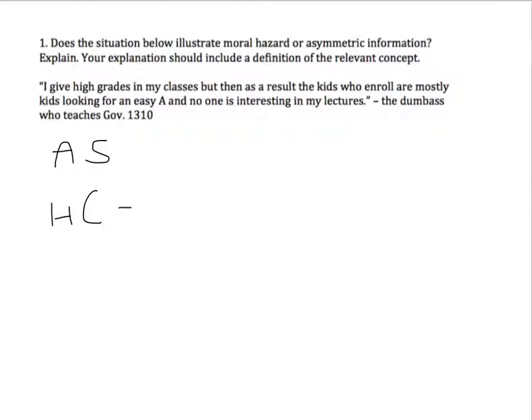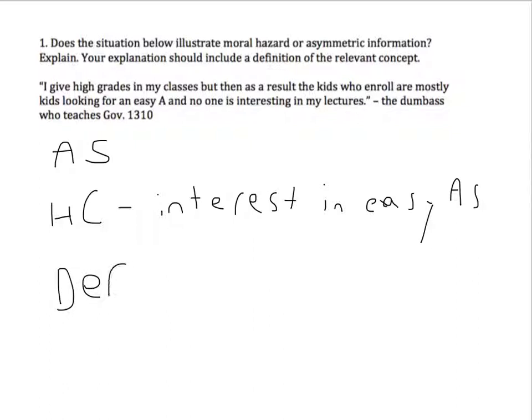So the instructor is hoping that people will take the class who are intrinsically interested in the material in this government class. But because he gives out a bunch of easy A's, what he mostly attracts are people with the hidden characteristic of being grade grubbers. So the hidden characteristic is interest in easy A's. And then our full answer should include a definition, but you can look up the definitions for these two terms in chapter 22, and that'll give you a precise formal definition, so I won't go over that right here.